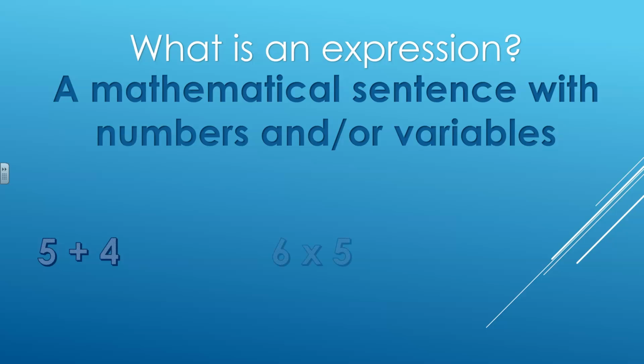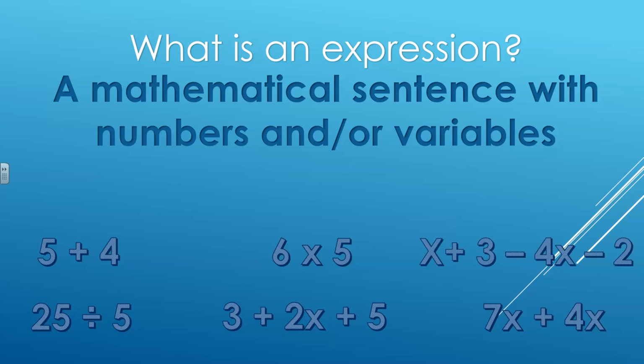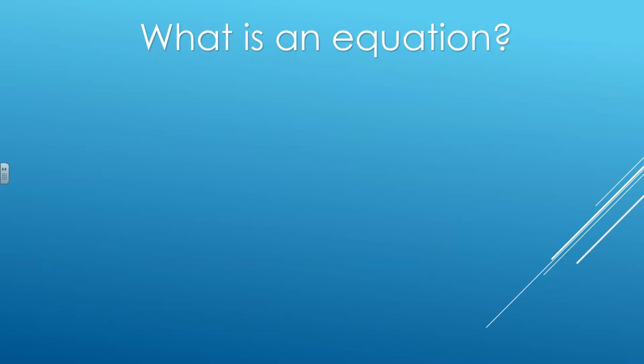So we have two different types of expressions. We have numerical expressions, which would be something that only has numbers in it. So 5 plus 4, 6 times 5, 25 divided by 5. Those would be examples of numerical expressions. Then we have something that we can add a variable into, and that would be considered an algebraic expression. So 7x plus 4x, 3 plus 2x plus 5, or x plus 3 minus 4x minus 2. Those would be considered algebraic expressions.